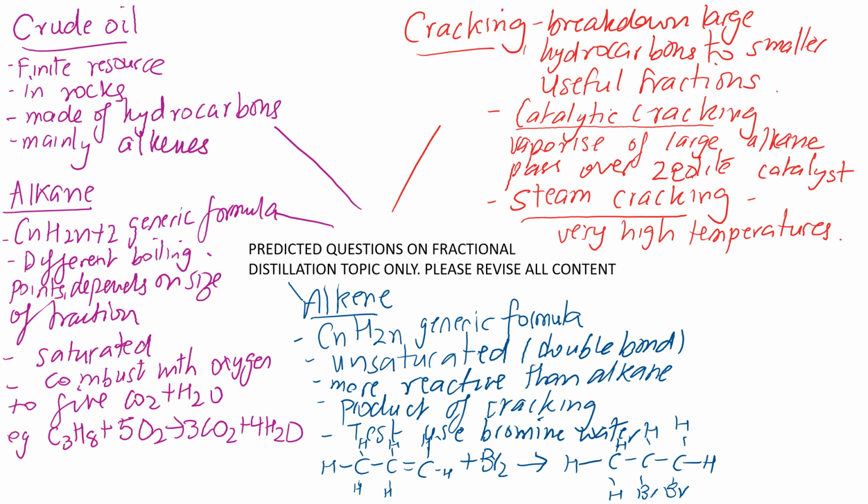Cracking is a process used to break large hydrocarbons into smaller useful fractions. They can ask you about 2 types of cracking. One is catalytic cracking, where you use vapors of large alkanes and pass them over a zeolite catalyst. They can ask you why you're passing it over, because the zeolite's job is to reduce the temperature. Or you could do steam cracking, where you pass the hydrocarbons with steam at high temperatures.